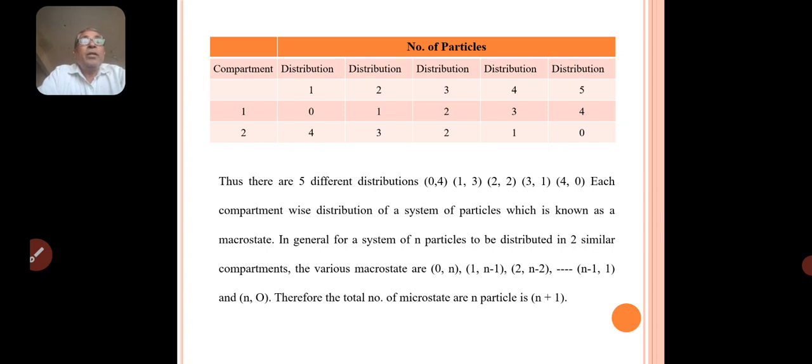Each compartment-wise distribution of a system of particles is known as a macrostate. In general, for a system of n particles to be distributed in two similar compartments, the various macrostates are (0, n), (1, n minus 1), (2, n minus 2), and so on, up to (n minus 1, 1) and lastly (n, 0). Therefore, the total number of macrostates for n particles is n plus 1.